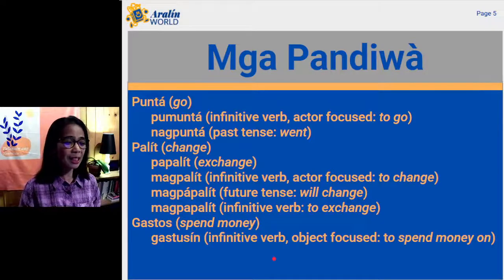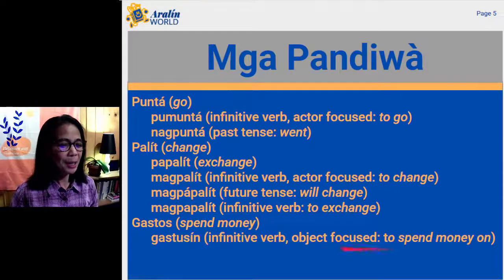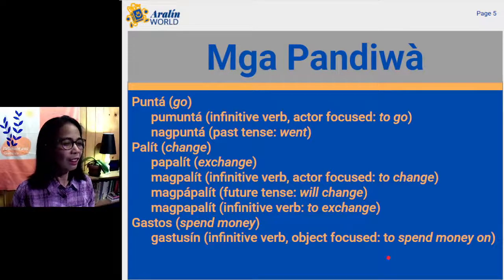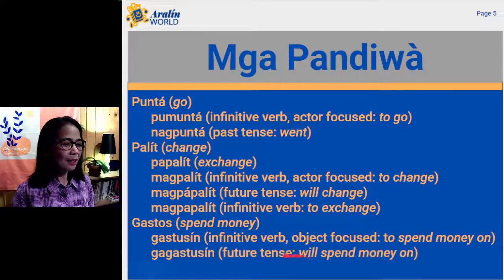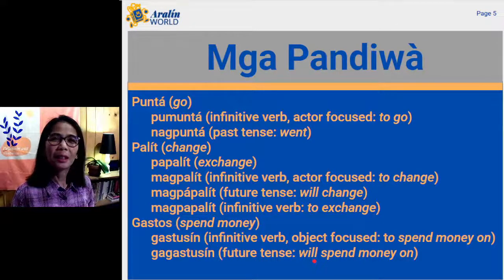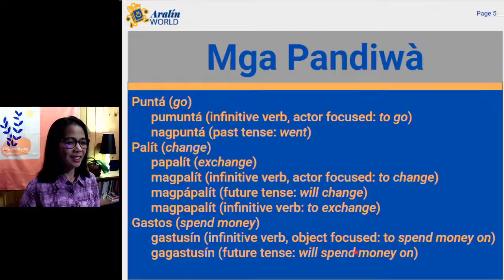Okay, next, let's have one word which we call gastusin. Gastusin is a verb and it's in infinitive form, no aspect of time. So, when you hear gastusin, it means to spend money on. Okay, next word, gagastusin. Gagastusin is a future tense, which means will spend on. Okay, maybe later, maybe tomorrow, next month, or next year.